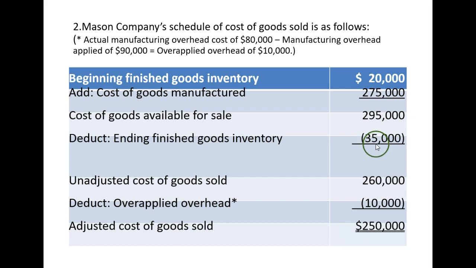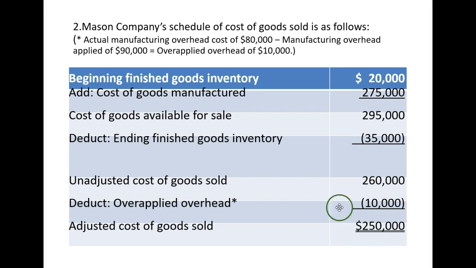So the amount that we sold, $260,000, they call this unadjusted, because here's where your over or under applied overhead we talked about in the last chapter comes into play. We use that to either increase or decrease our cost of goods sold this period, depending on whether we over or under applied the overhead. In this case, since we applied too much overhead into production, we have to take away the over applied overhead. And so we're going to subtract from the $260,000 the $10,000. And so our adjusted cost of goods sold this period is $250,000.